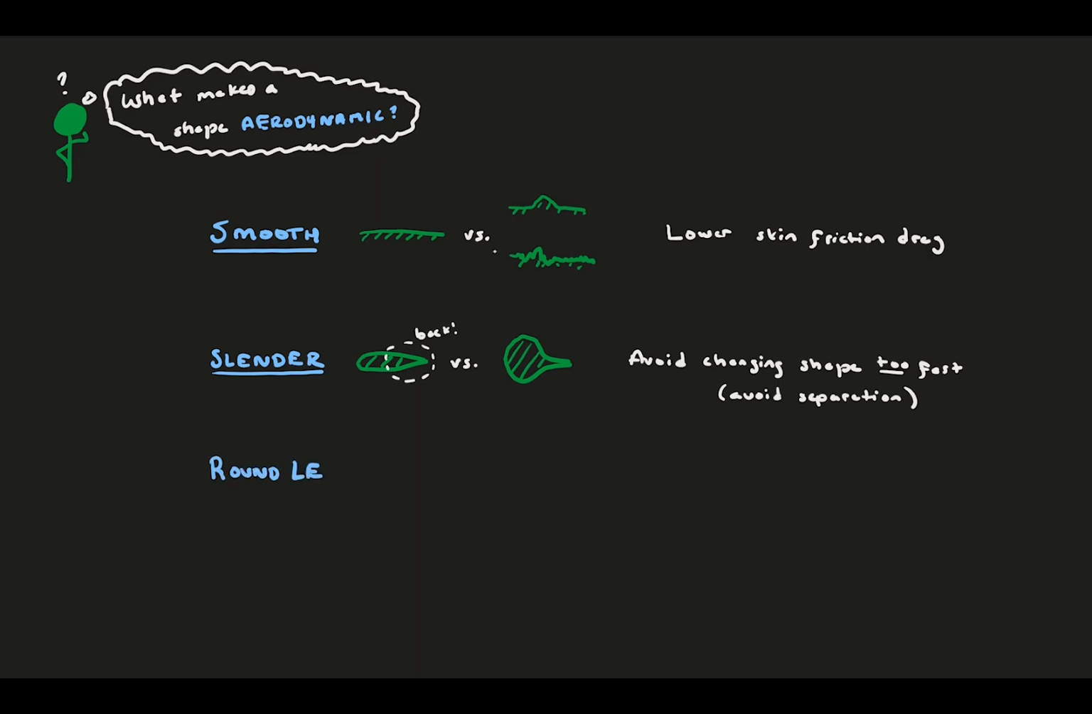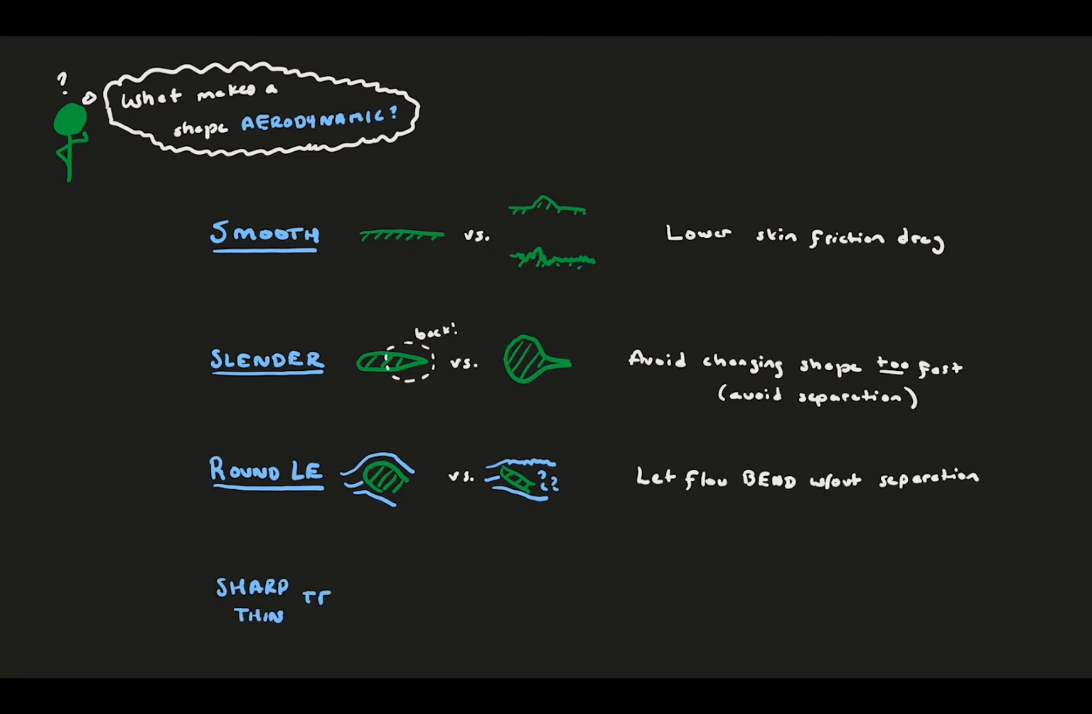Generally speaking, for low-speed airfoils you want round leading edges. This helps flow bend around and guide downwards. Sharp leading edges lead to early separation. And on the trailing edge you want the exact opposite, sharpness. This does a few things that are beneficial.